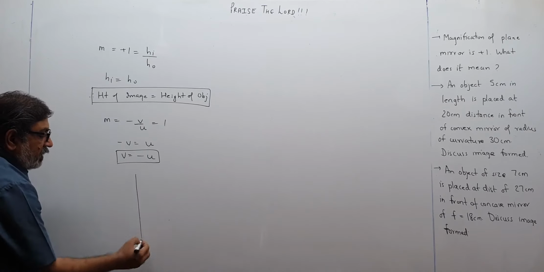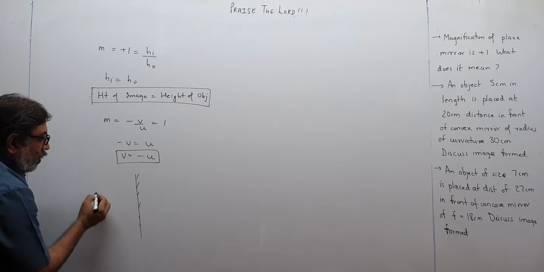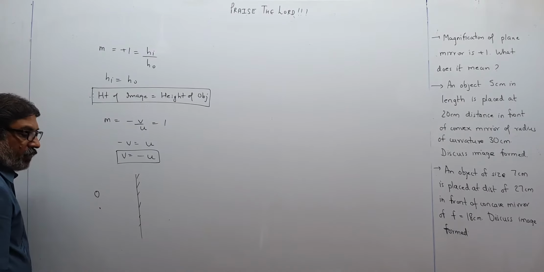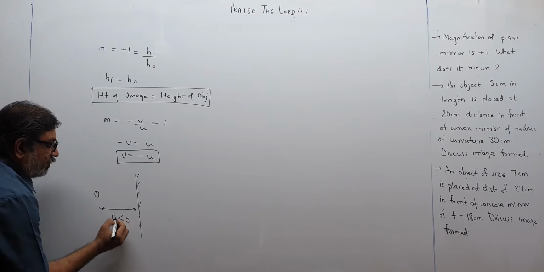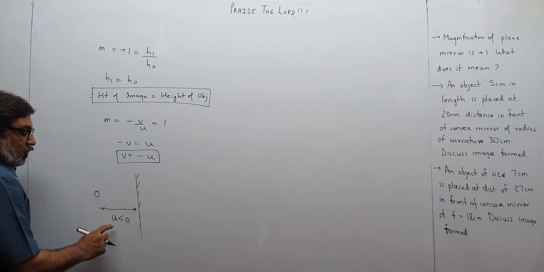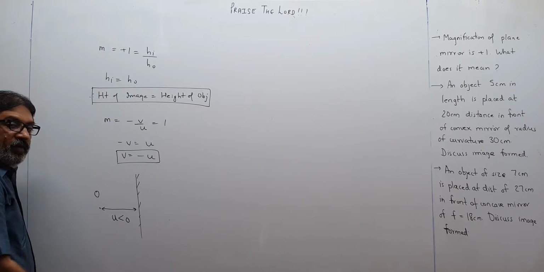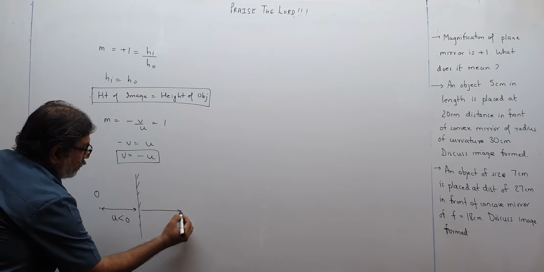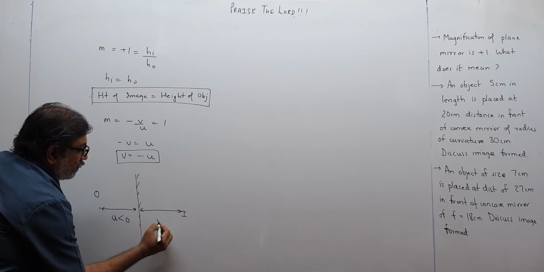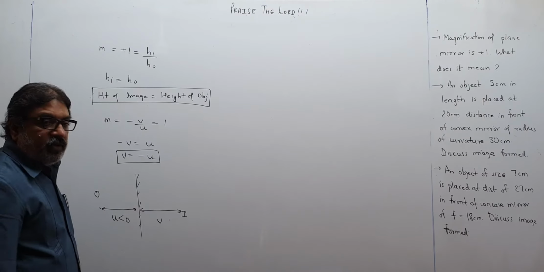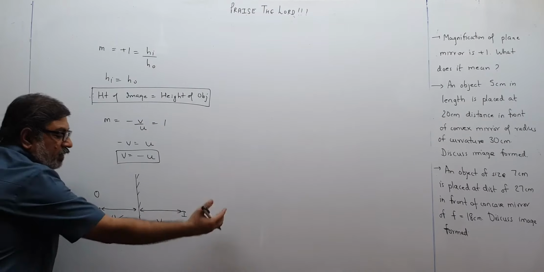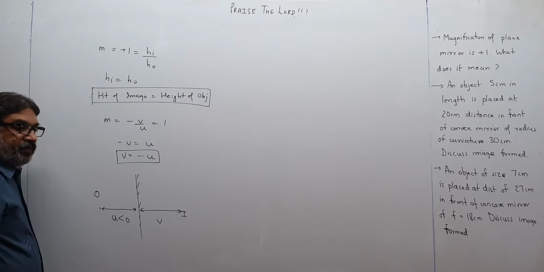That means if this is the mirror, the object is always in front of the mirror. So this is u for me, which is always less than 0. So if u is less than 0, minus u will always be positive. So v will be here, because v has to be positive. Because u is negative, minus u will be positive. So v will be positive. Positive means on this side. That means this will be v.